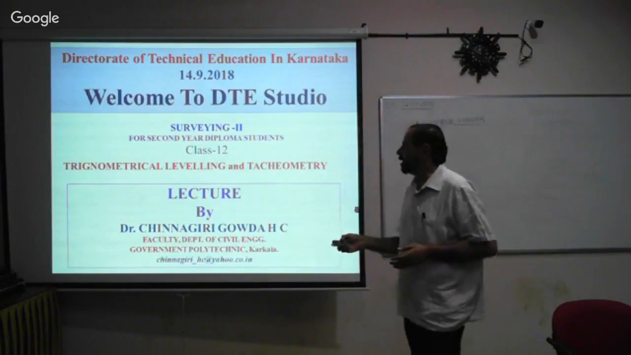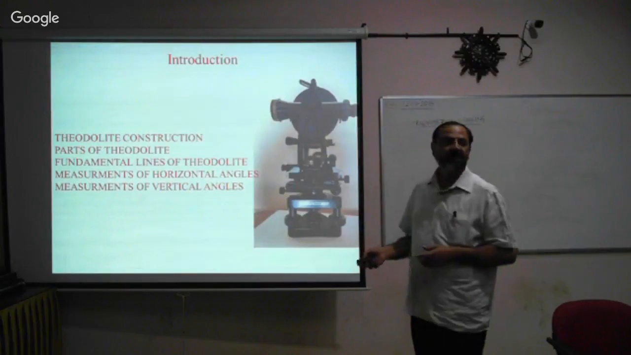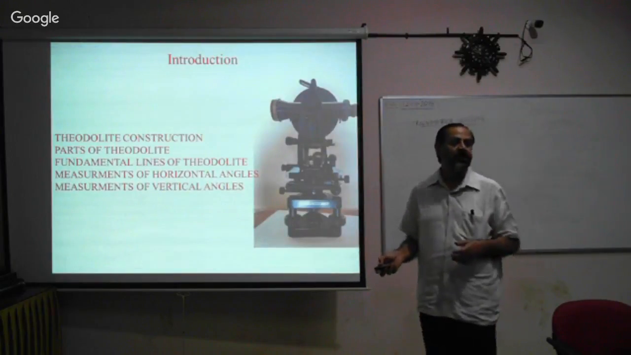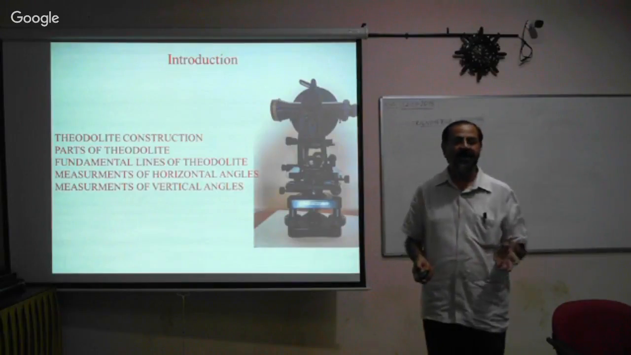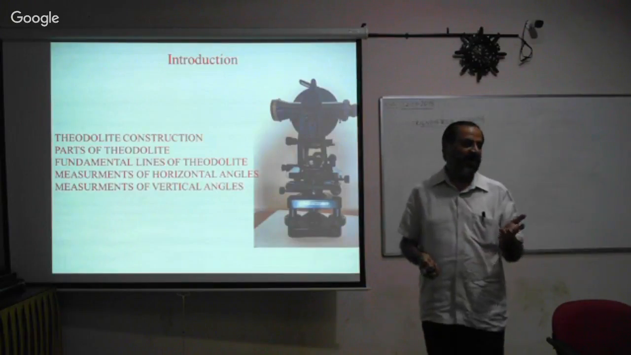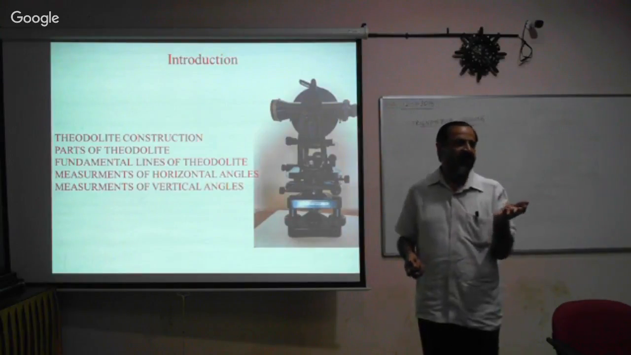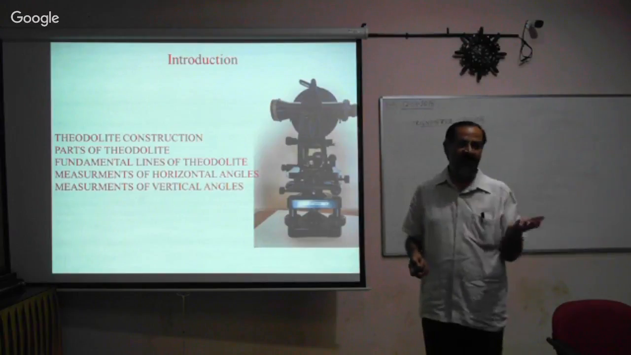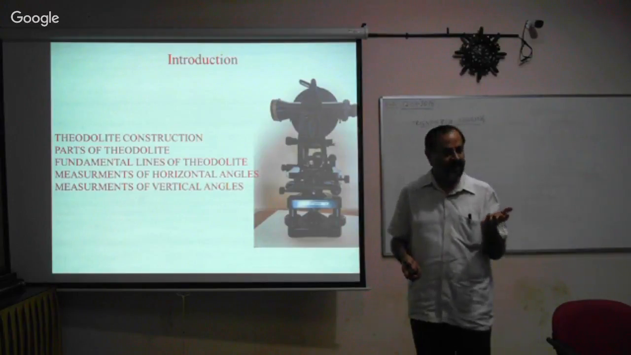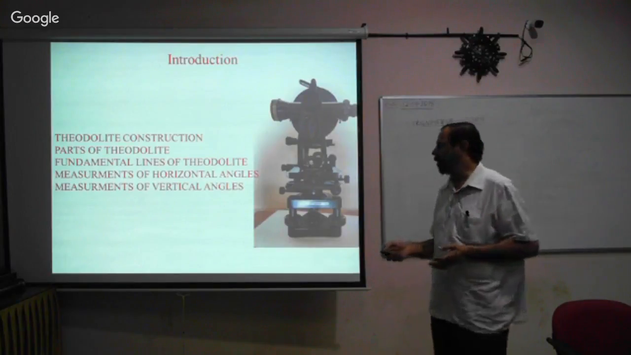Then accordingly, we know that this is the one instrument which is widely used by civil engineers to measure horizontal and vertical angles. Isn't it? I think we are all more familiar with this instrument. We should know about it.